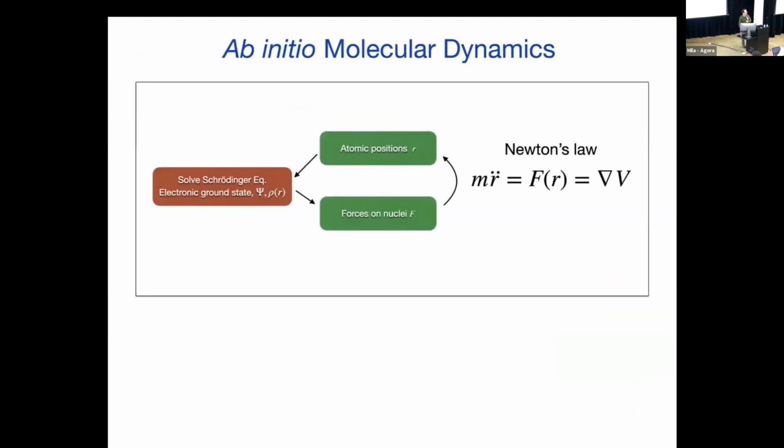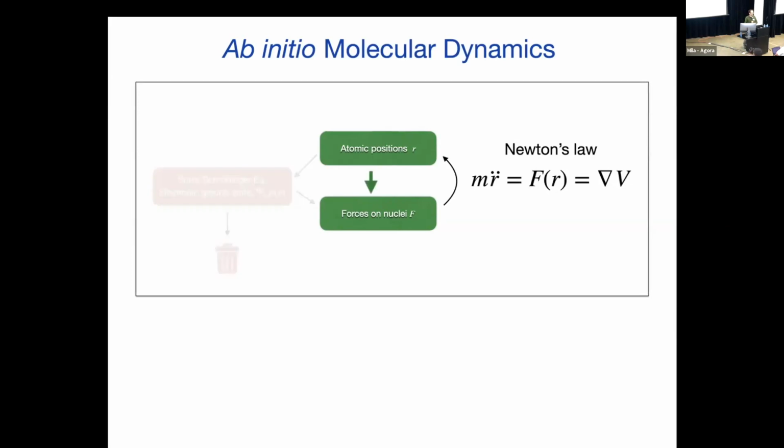So what is actually happening in ab initio molecular dynamics? So we have atomic positions, R. We solve the Schrödinger equation in some approximation. At each time step, we get the wave function psi and the electron density rho of R, and that leads to forces on the nuclei. And then we use Newton's law. So just update the atomic positions with the forces, and those forces are gradients of an energy. And then we throw away the wave functions. We throw away the densities. We don't use them in the molecular simulation. It's only there to move the atoms.